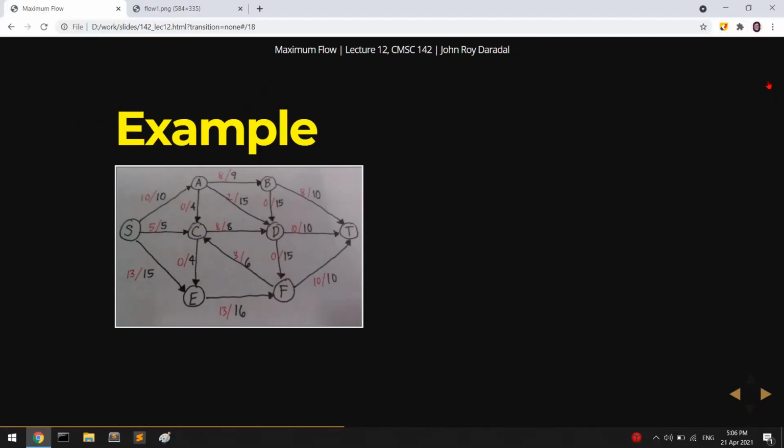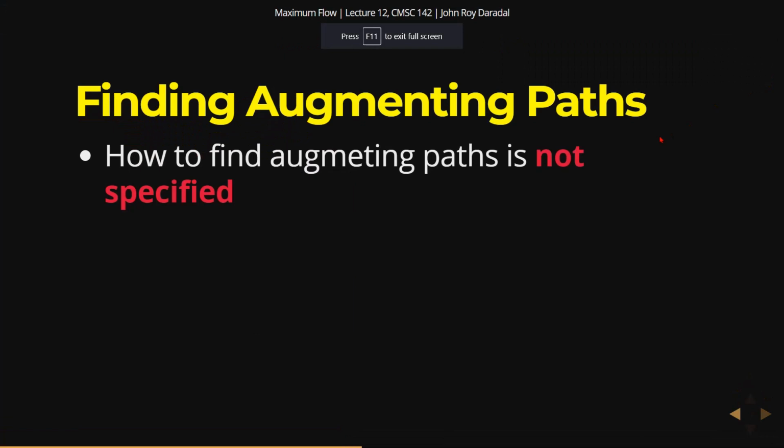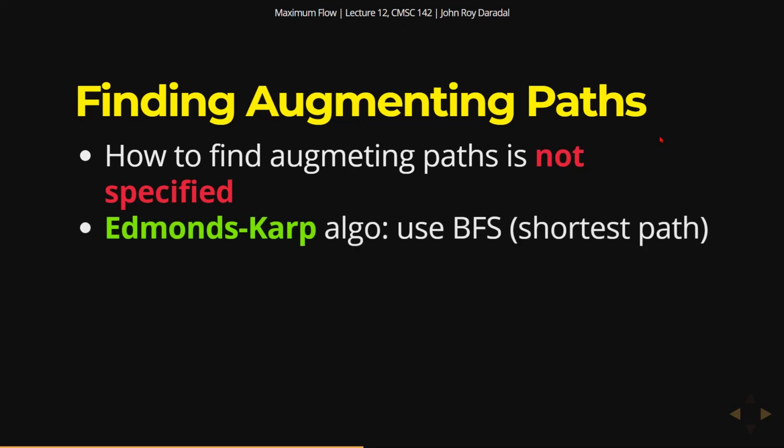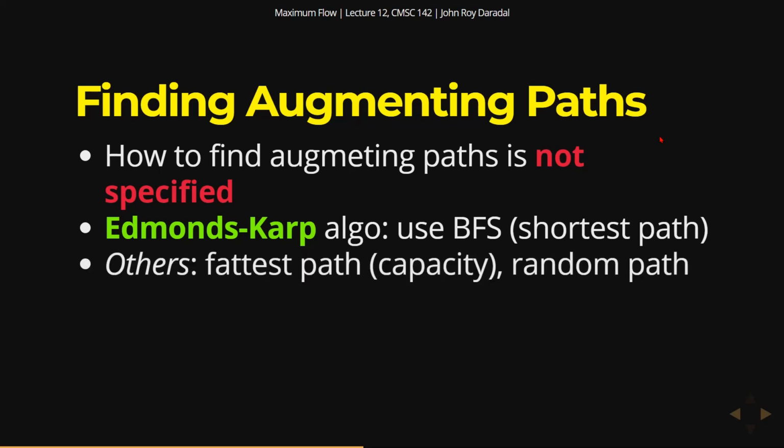Okay, so now we said earlier that finding augmenting paths is not specified, right? That's why it's only a method and not an algorithm. So we mentioned earlier that the Edmonds-Karp algorithm is an implementation of Ford-Fulkerson wherein it uses BFS to find the shortest path.